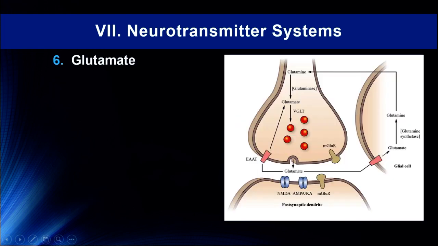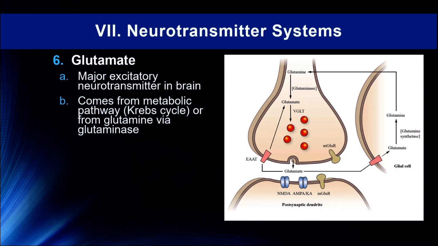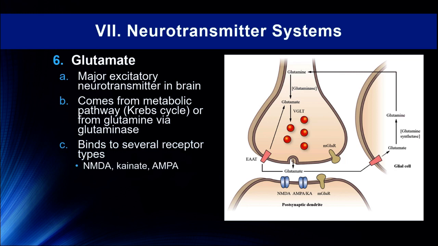Glutamate is another excitatory neurotransmitter. It's actually the major excitatory neurotransmitter in the brain. This comes from the metabolic pathway, that is via the Krebs cycle, or from glutamine via the enzyme glutaminase. It binds to several different receptor types, including the NMDA receptor, which we'll talk more about, the kainate receptor, and the AMPA receptor. The NMDA receptor is mediated by glutamate and glycine, serine.